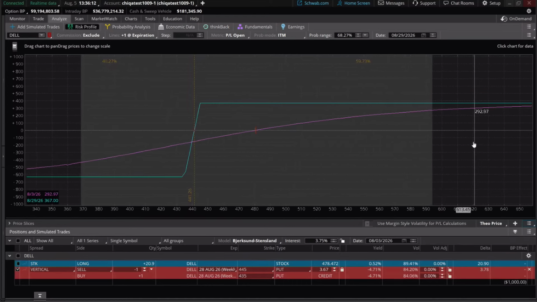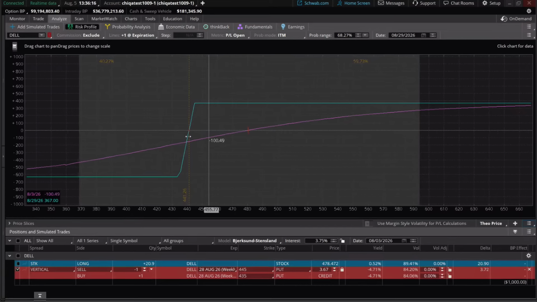So one way of looking at probabilities was looking at our delta, right? But another thing that we could do is set our slice right on our break even on expiration and look at these probabilities up here. There is a 60% chance that we're going to take a profit on this trade.